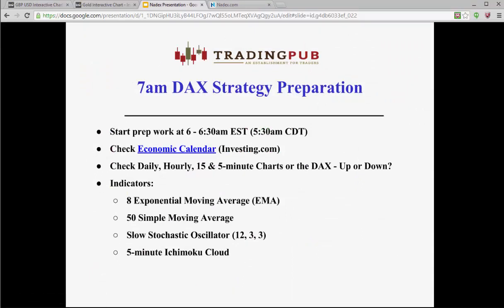Take a look at the daily, hourly, 15-minute charts, the DAX. Do I think it's going to be up or down based upon where the market's moving and what my indicators have to say?